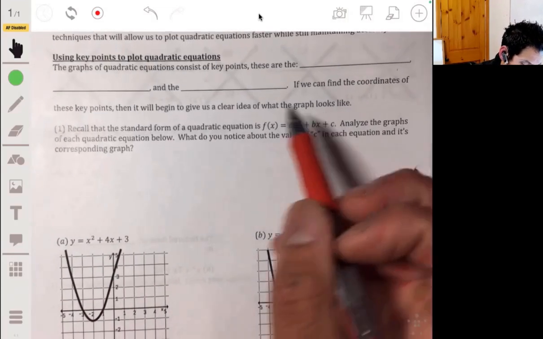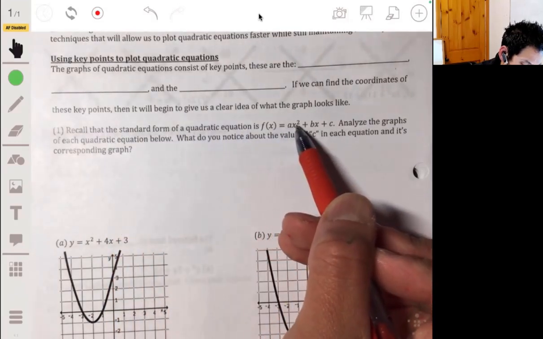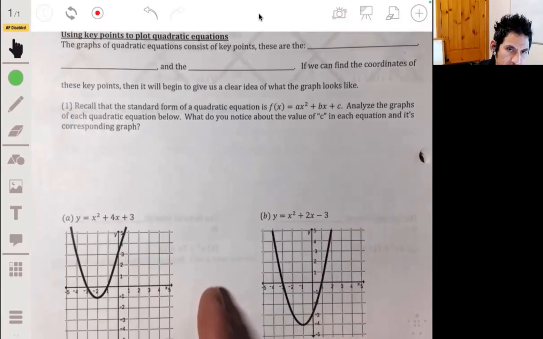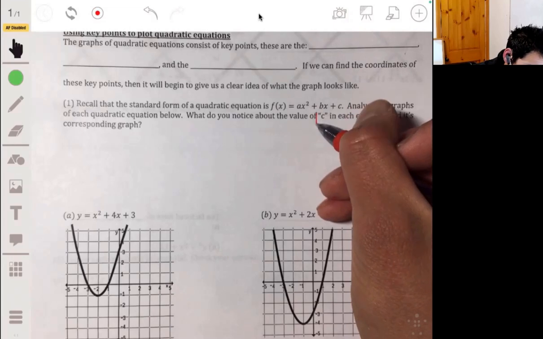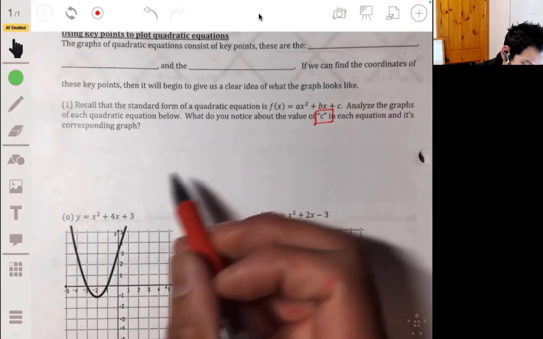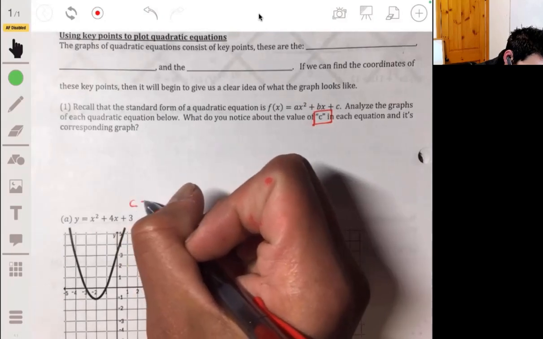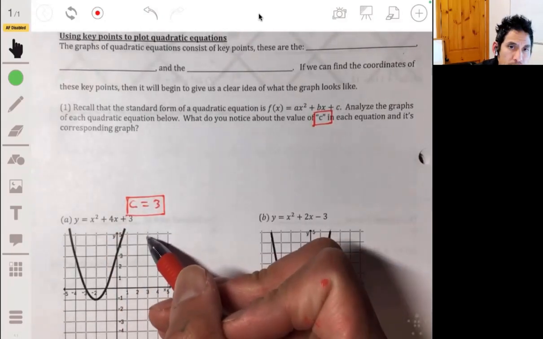So let's read this actually. Number one, recall that the standard form of the quadratic equation is f of x equals ax squared plus bx plus c. And we're going to analyze the graphs of each of these quadratics below. We want to see what we notice about the value of c in each equation and the corresponding graph. So first, let's make sure we understand that c in this first graph on the left is equal to 3.